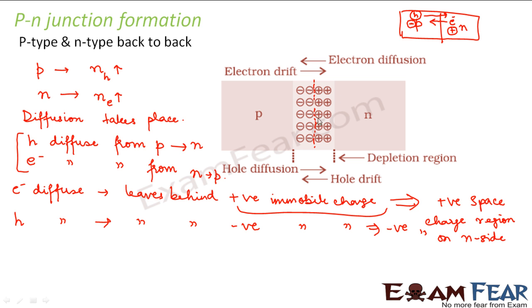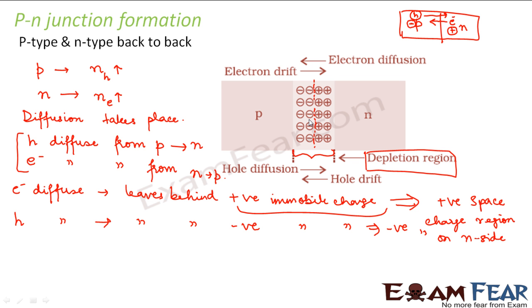Now, these positive space charge region and negative space charge region together is known as the depletion region. So, why is this known as the depletion region? Because this region consists of all immobile charges. That means they cannot conduct current. That is why it is called depletion region. That means it is depleted of conduction. So this depleted region is made up of the immobile positive and negative charges.